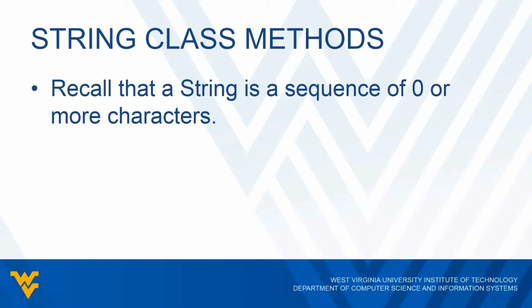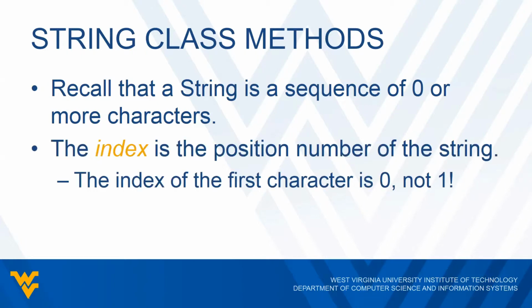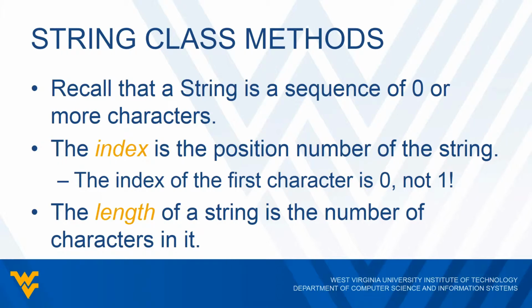So remember that a string is simply a sequence of 0 or more characters. The index is the position number of our string. So here, the index of our first character is always going to be 0 and not 1. And likewise, if we have n characters in our string, the index of the last position is going to be n minus 1. But the index lets us know the position number of a specific character. And then finally, the length of a string is the number of characters that's in the string.